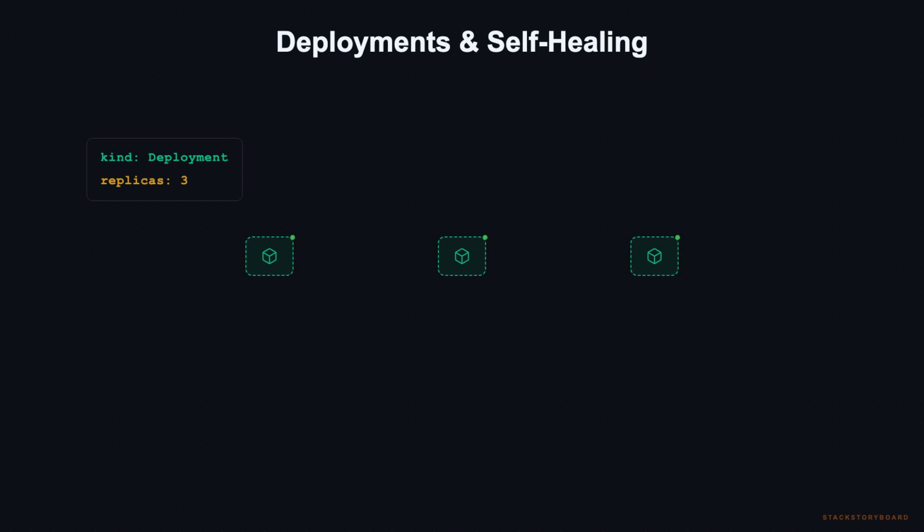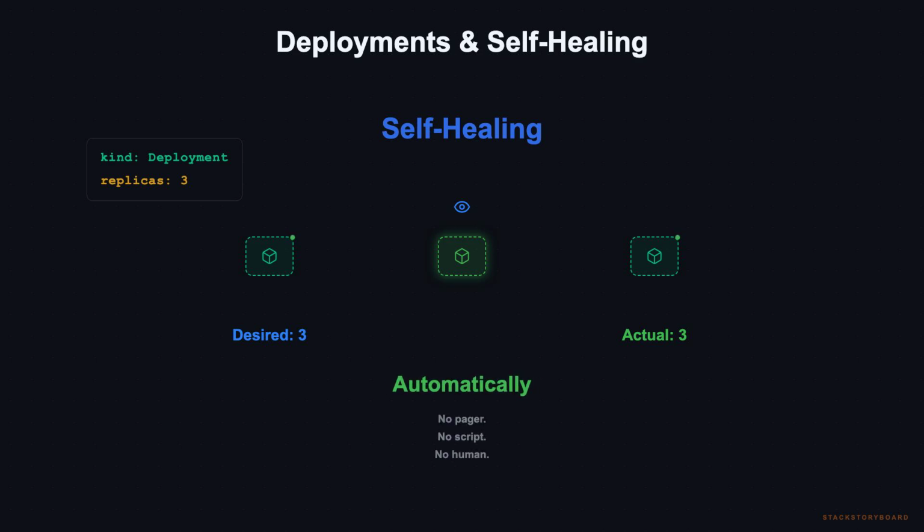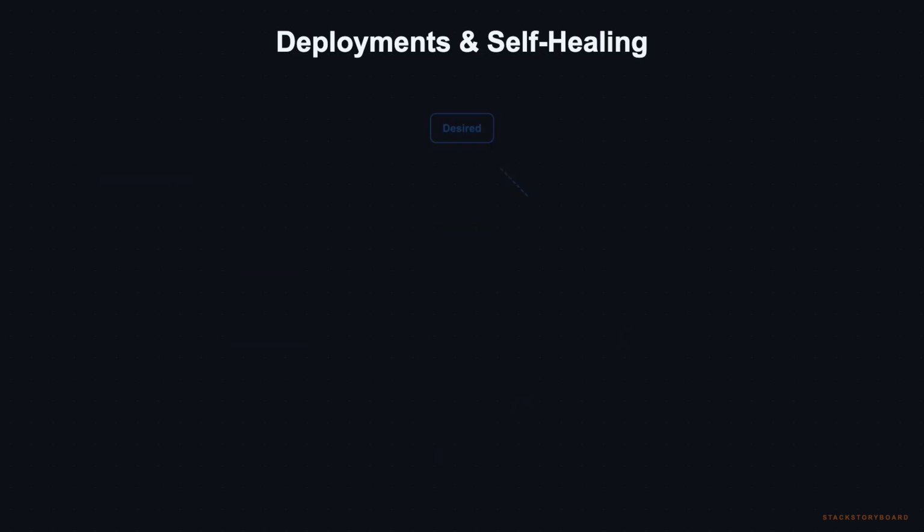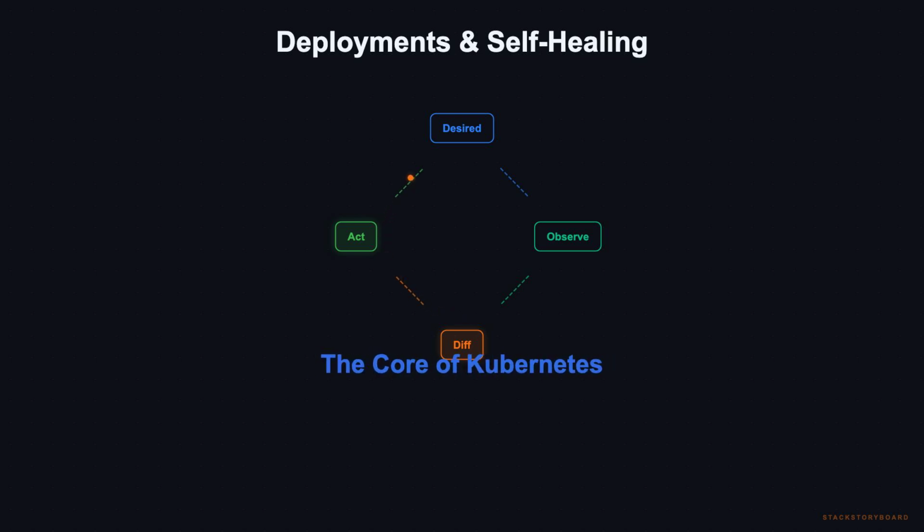Now here's the magic: self-healing. If a pod crashes, the controller manager notices. Desired state says 3, actual says 2, so it spins up a replacement automatically. No pager, no script, no human. This reconciliation loop, desired state, actual state, diff, act, runs constantly. That's the core of Kubernetes.